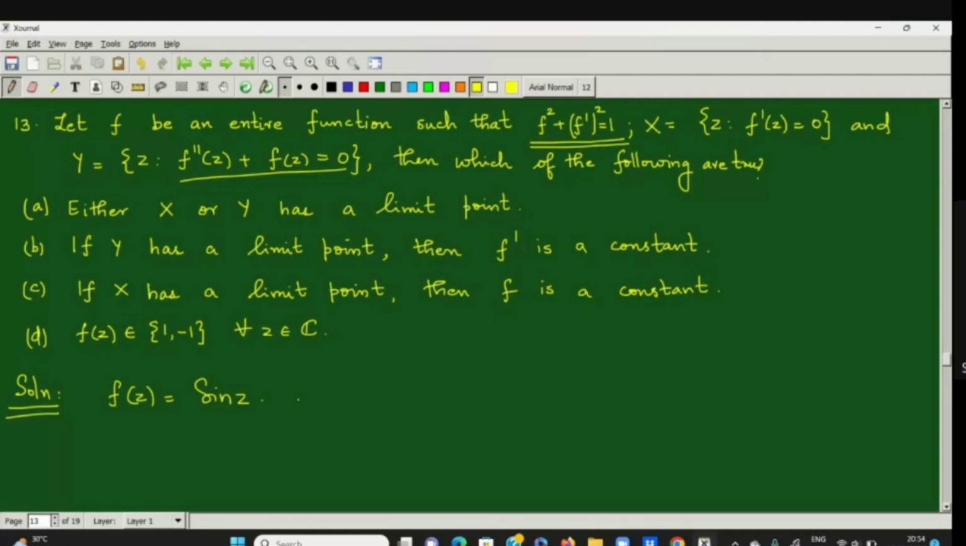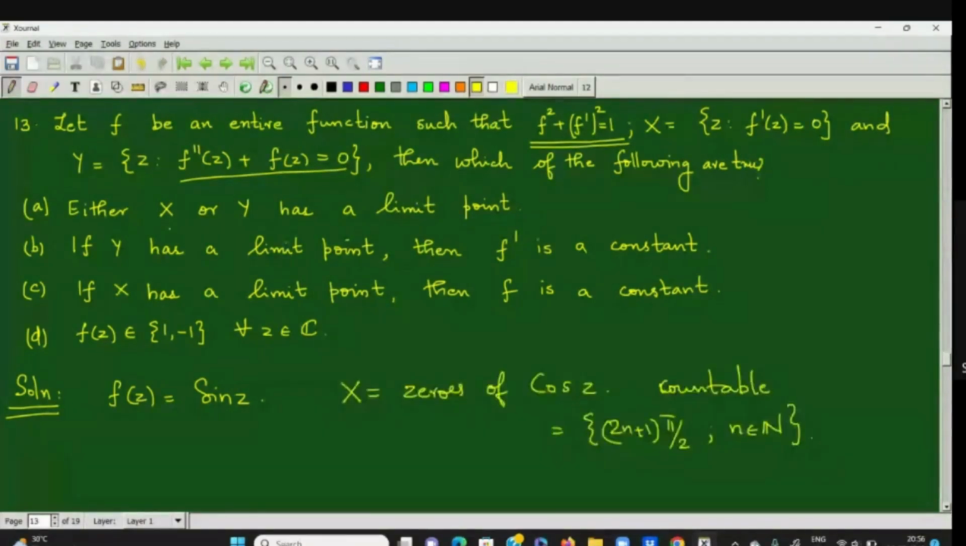Sine is satisfying this condition. So what is X? The limit points of the zeros of f dash z, means the zeros of cos z. Either X or Y is going to have a limit point, that we cannot conclude from this thing. If Y is having a limit point, then f dash is cos z, and f is sin z. So it is always 0. So Y has a limit point. But f dash is a constant? No, f dash is actually cos z, which is not equal to a constant.